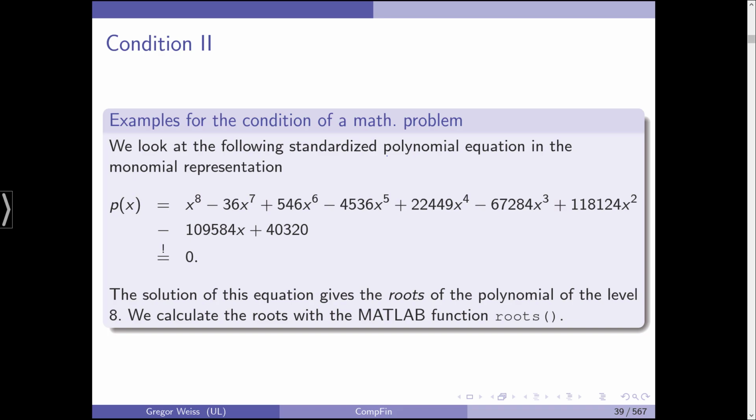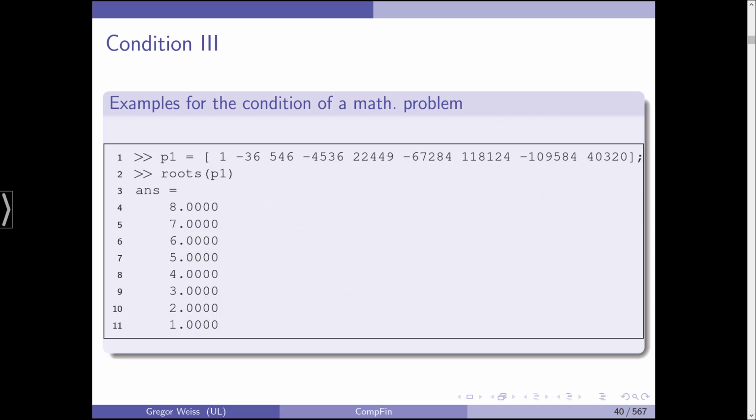To give you an example of the condition of a mathematical problem, and it's important to stress that this property does not depend on the algorithm we are using, let's have a look at this polynomial in the monomial form, with the monomial representation of order 8. We set it equal to 0, and we now solve for the roots of the polynomial using the standard MATLAB function roots. First of all, we write down the vector of coefficients. We start out at 1, so this is for x taken to the 8th power minus 36, etc.